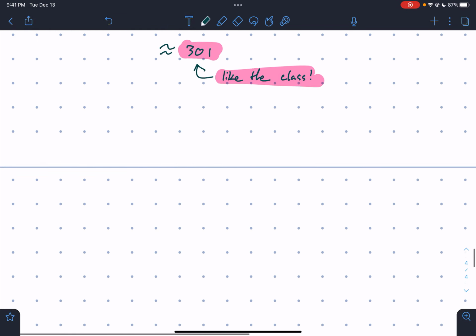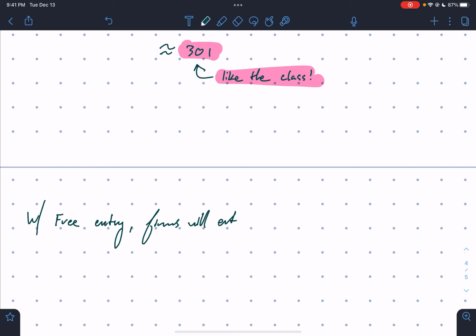Okay, so this is the AAC min. And when we have free entry, firms will enter until price is equal to average avoidable cost min. So this means equilibrium price is going to be 301 approximately.